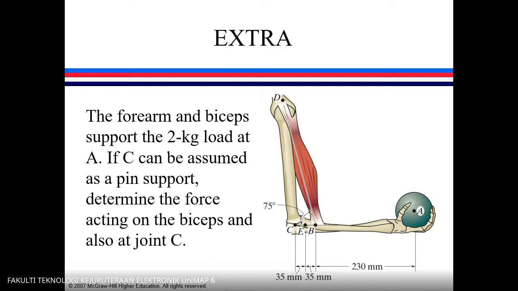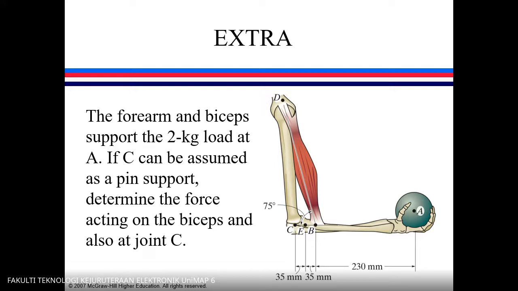Okay, before I go further, let's try one example, a calculation example. The forearm and bicep support a 2 kilogram load at point A. If point C we can assume as a pin support, determine the force acting on the bicep and also at joint C. So where is the bicep? The bicep is the red one, which has the muscle. So the question wants us to find the force in the bicep, meaning the force from B to D. And also the question wants us to find the force at joint C.